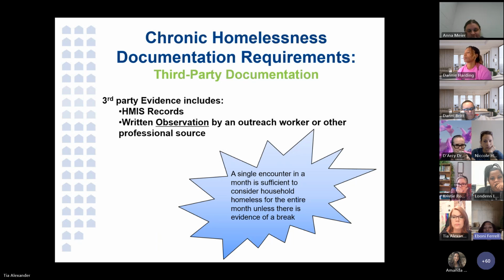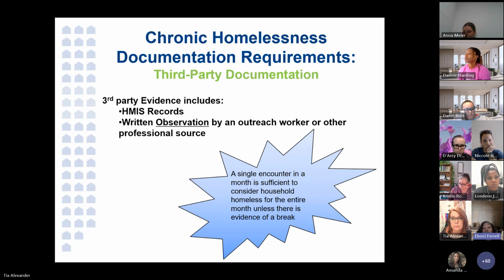First priority is third-party documentation. This can be an HMIS record, which we'll discuss in more detail later, or a written observation by a third party, such as an outreach worker. It is not necessary that the person be a homeless service provider. For example, it could be a police officer or business owner who has personally observed the participant's sleeping situation.